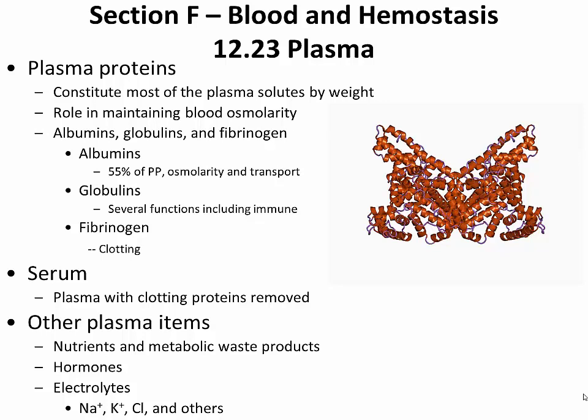There are other items found in the plasma as well. There are nutrients that are transported there that are water-soluble, as well as metabolic waste products. Hormones, all the hormones are found in the plasma in one form or another. The definition of a hormone means that they must be transported in the plasma. And we have some electrolytes that we mentioned back in our discussion of bulk flow in and out of capillaries. Those crystalloids, sodium, potassium, and chloride ions, are found dissolved in the plasma.